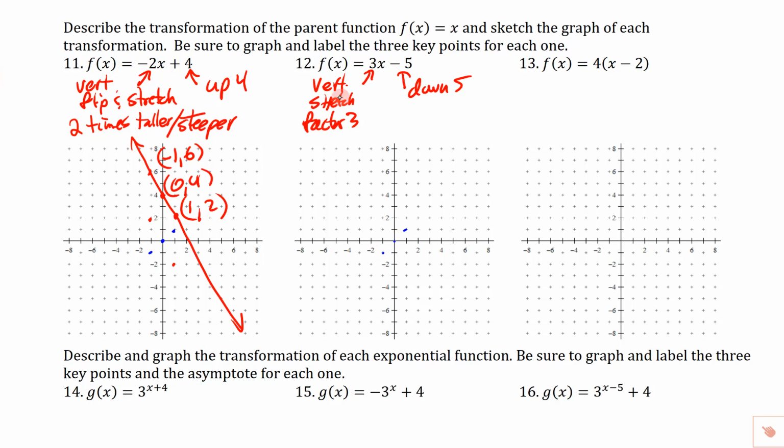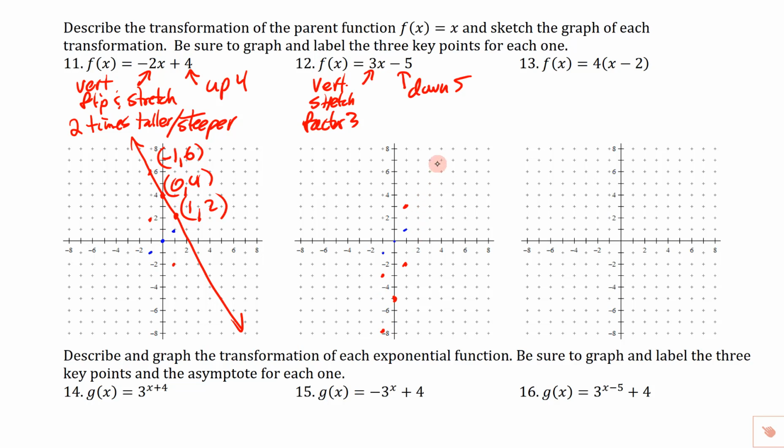What we're going to do is vertically stretch this by a factor of 3. So we're going to go over 1 and up 3 times as far, so about right there. We're going to go back 1 and down 3 times as far. So we've got this 3 times as steep as it used to be. And now we're going to slide this down 5 units. So we're going to go down 1, 2, 3, 4, 5. So we're going to put that center point right there. And then over 1, up 3 times as far. Back 1, down 3 times as far.